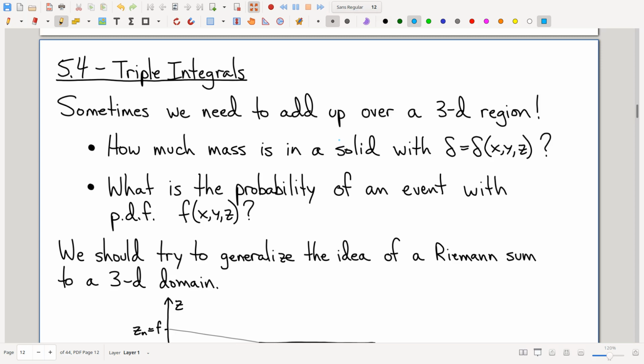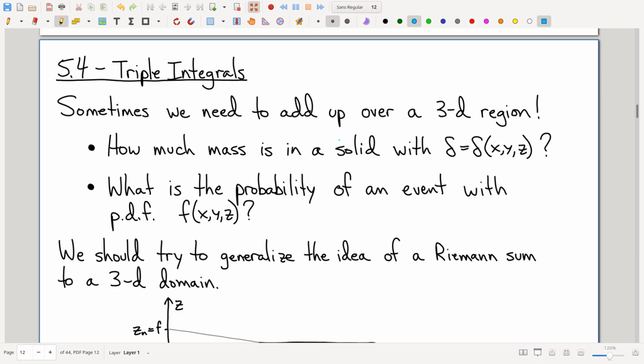Okay, double integrals, that's where I have a two-dimensional region, maybe a rectangle, maybe not a rectangle, but a two-dimensional region that I want to chop up into pieces and make a Riemann sum-like thing, two-index Riemann sum. Why? Because there's a lot of stuff that accumulates over two-dimensional regions as well.